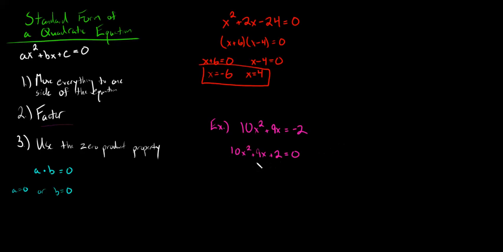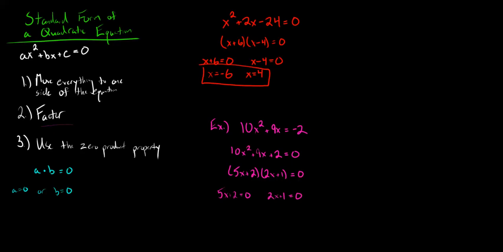So go ahead and pause the video and try factoring this. I'm going to go ahead and show you what the factors are. So if you went ahead and factored this, what this would factor to is 5x plus 2 and 2x plus 1, okay? That's what we should have gotten for these factors. And now what we do is we use the zero product property. We set each factor with a variable in it equal to 0, and we solve, okay?